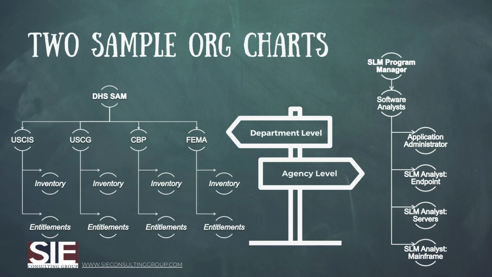On the right-hand side, this is a view of a potential sample org chart at an agency level where a software license program manager would have a series of analysts that could focus on different endpoints. For instance, your servers or your laptops, your mainframes. You might also have an application administrator that would be responsible for managing the tool, or tools in some cases. Many agencies rely on multiple tools to collect inventory and entitlement data. So by no means are these depicted as the only way to organize a SAM or SLM program in the government, but there are two formats that we've seen work and can be adopted to fit your own needs.